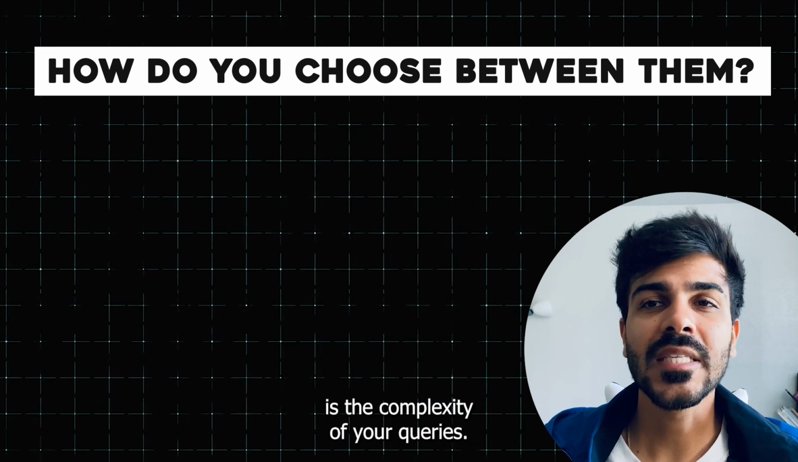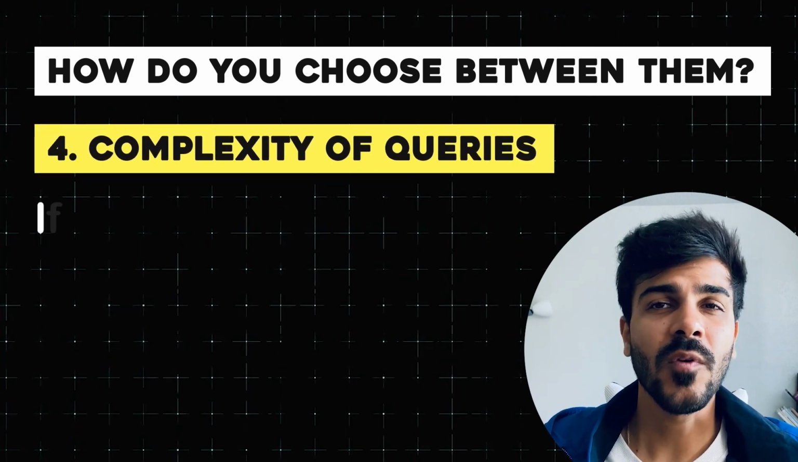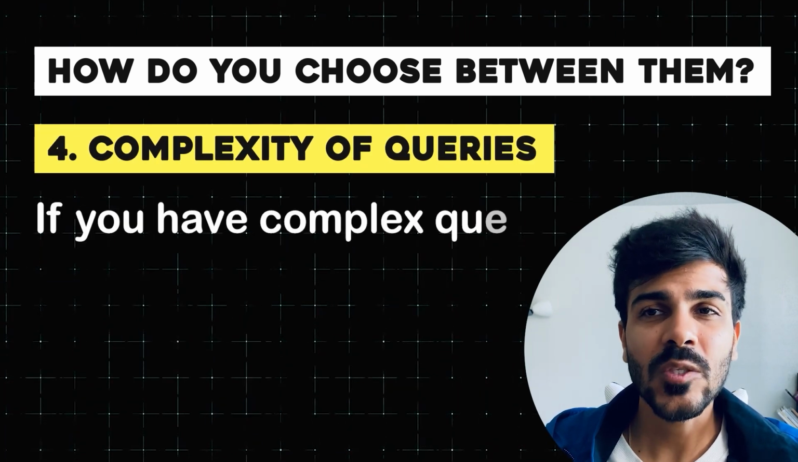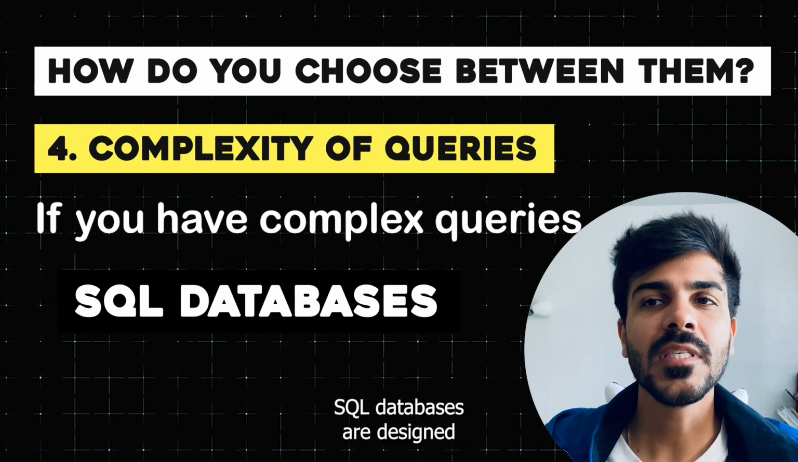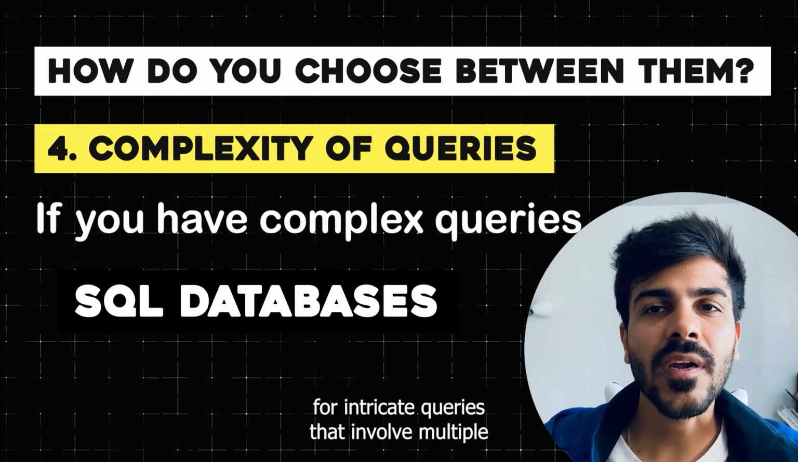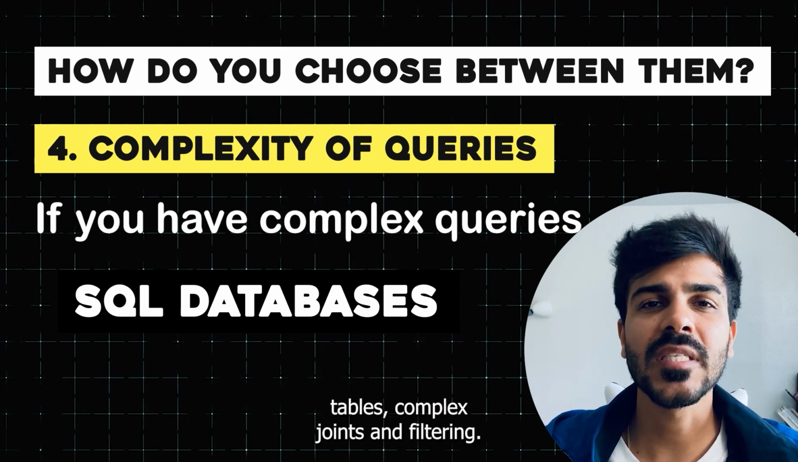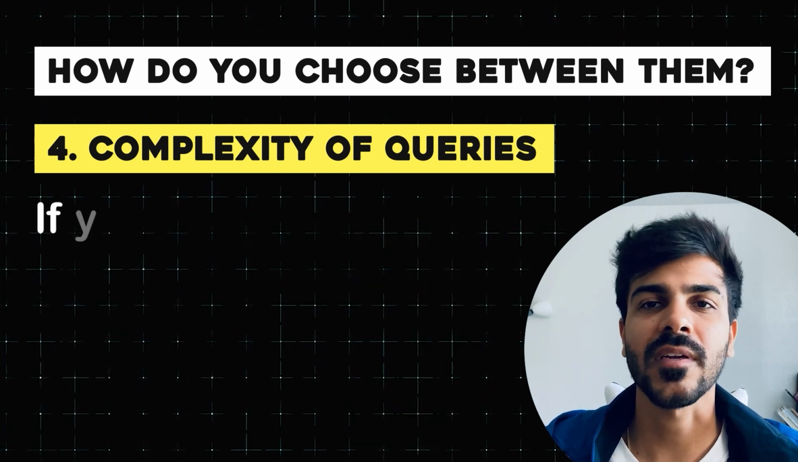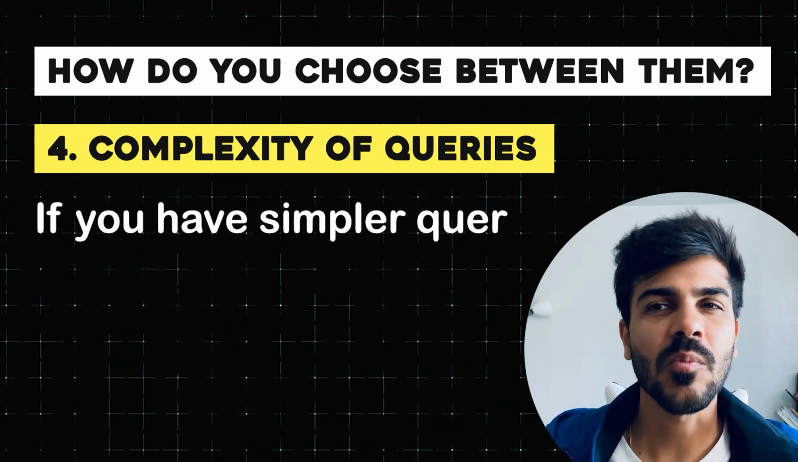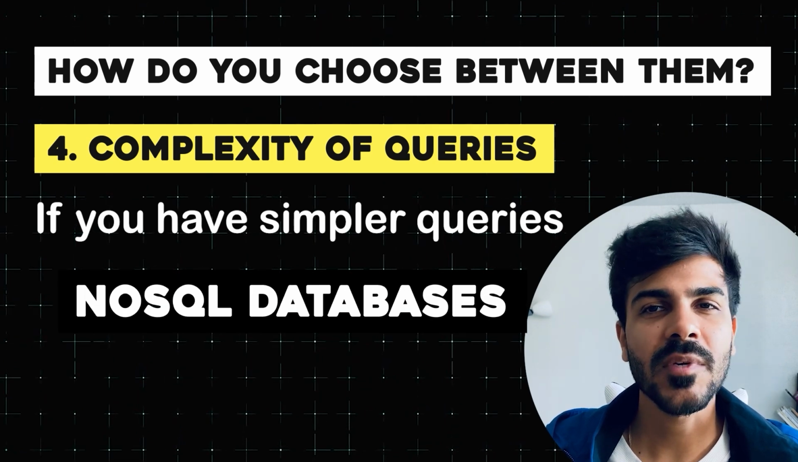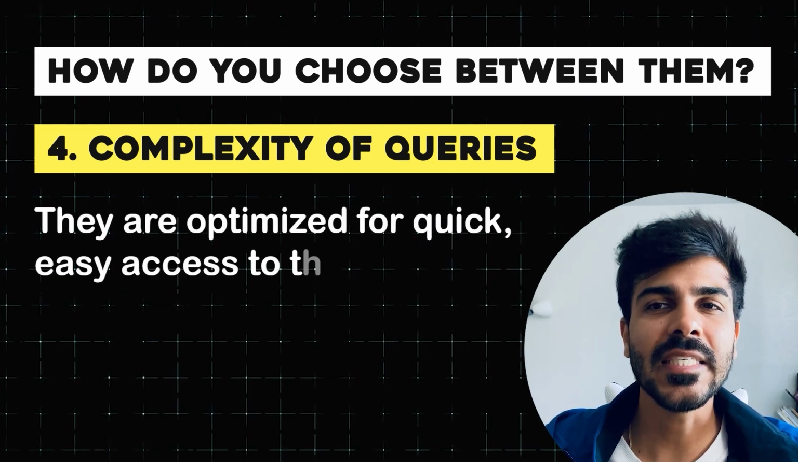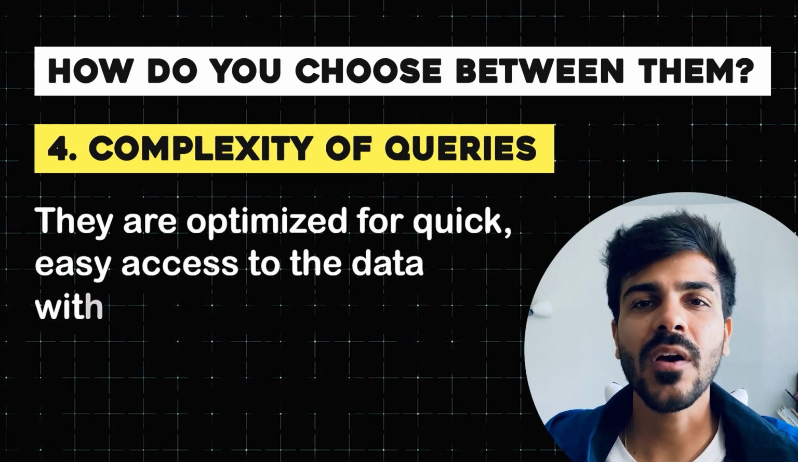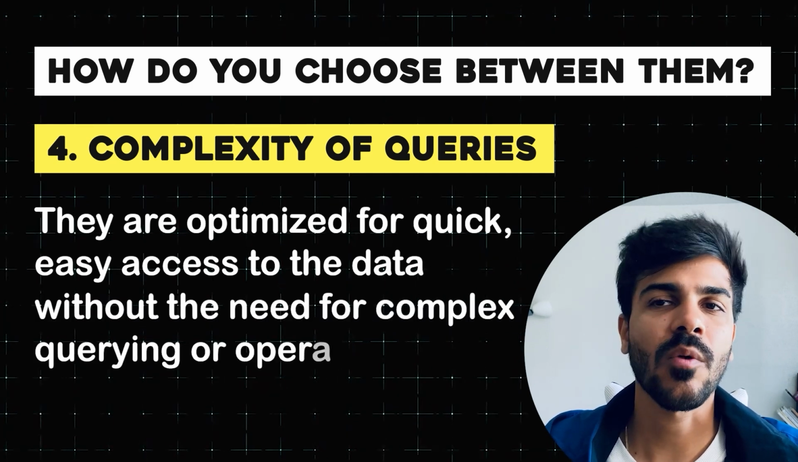Another consideration is the complexity of your queries. If you have complex queries that need to be executed on your data, SQL is the better choice. SQL databases are designed for intricate queries that involve multiple tables, complex joins, and filtering. But if your queries are simpler and more straightforward, NoSQL databases can handle them just fine. They are optimized for quick, easy access to the data, without the need for complex querying or operations.